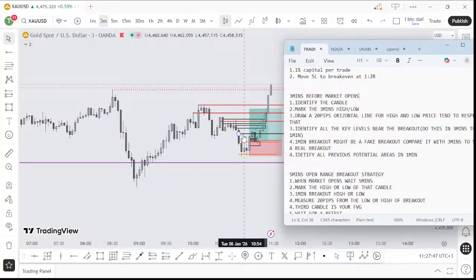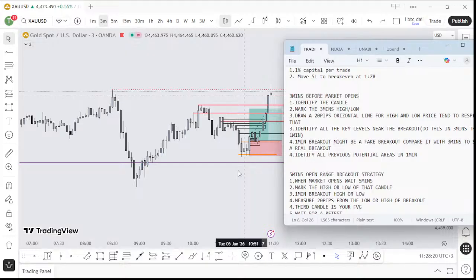We saw price come and take this. It should be broken by the body. Then we saw price come back and retest, and then boom, we took our sells. So you draw above the range and below the range, and this horizontal line here is our 20 pips from our range.